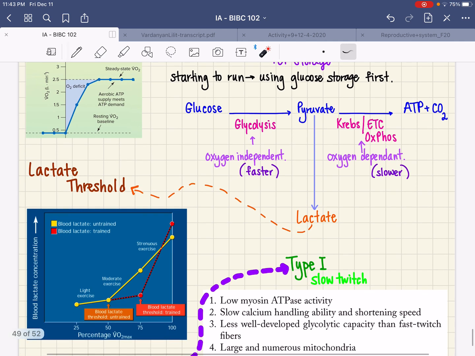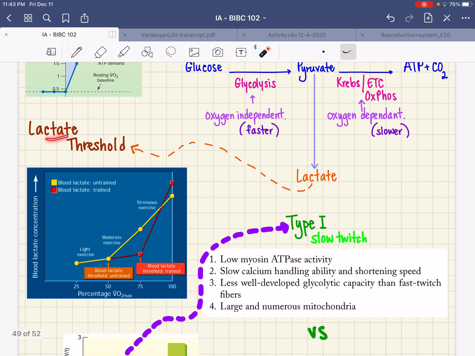Now that brings us to our next topic of lactate threshold. So lactate threshold is the precise amount of lactate that your muscle cells can have before the lactate starts to basically come out of the muscle cells and spill over into the blood. Okay? And the more trained you are, the higher your lactate threshold will be. Now, what determines this exact threshold?